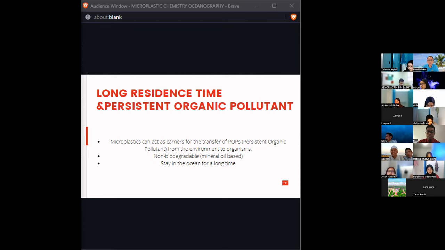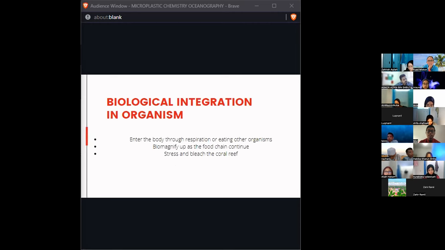Since plastic is not biodegradable because it is mineral oil based, so is microplastic. So they will stay in the ocean for a long time, whether they are eaten by an organism such as a turtle or other fish, or they become broken down into smaller parts like microplastic. So, what does biological integration in an organism mean?